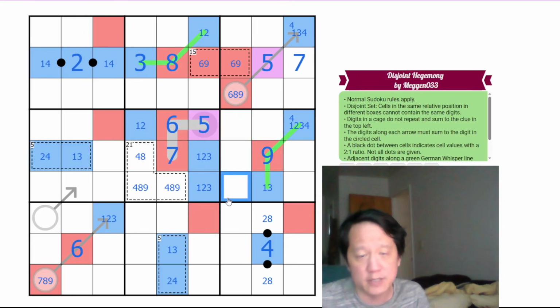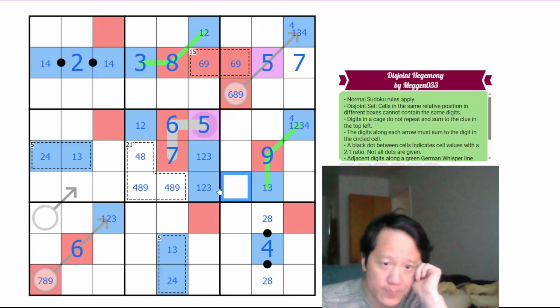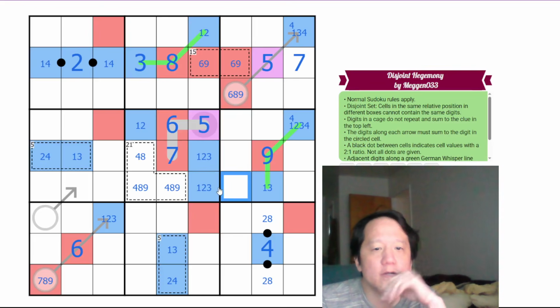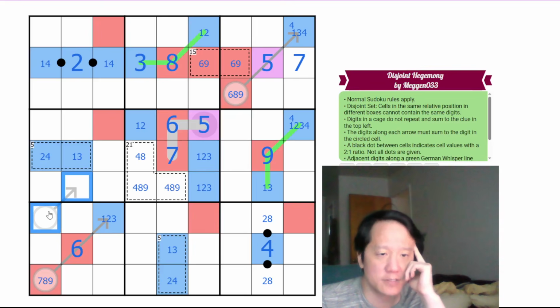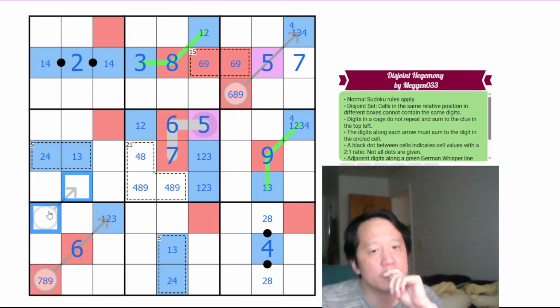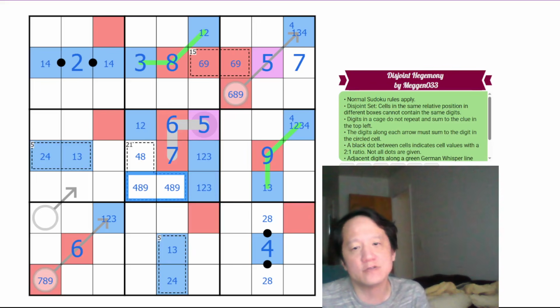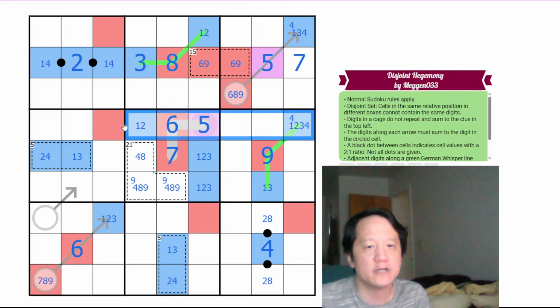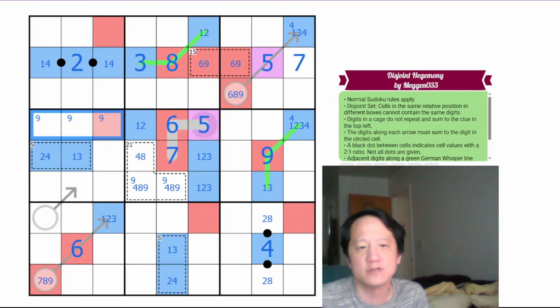9 eliminates 9 here. This is 2, 8 as a pair. These digits are the same, but we don't know what they are. 9 has to be one of these two. Where is 9 in row 4? It must be one of these 3.